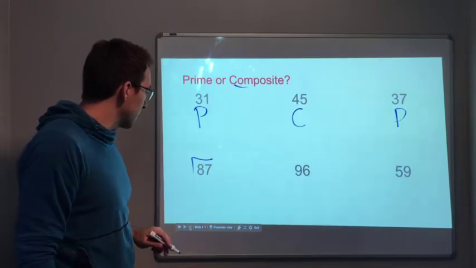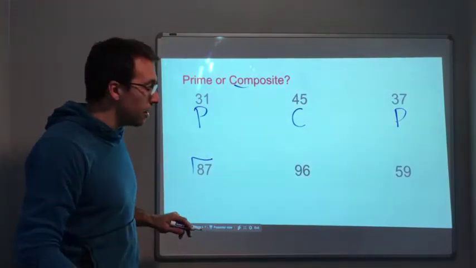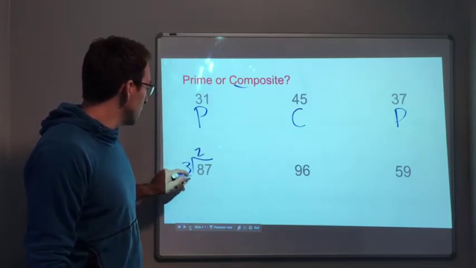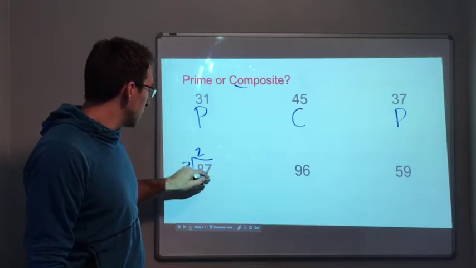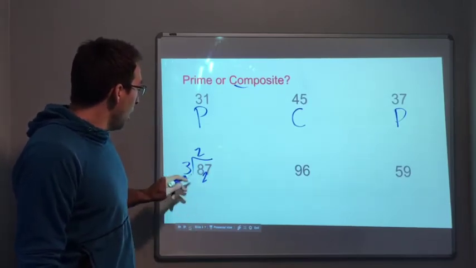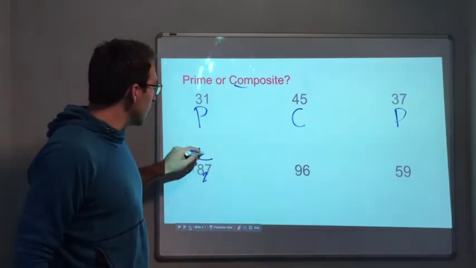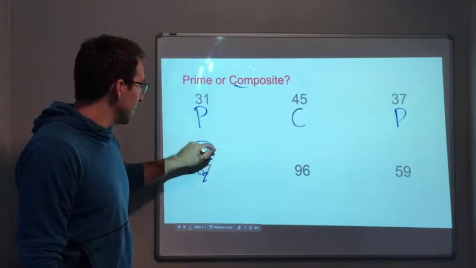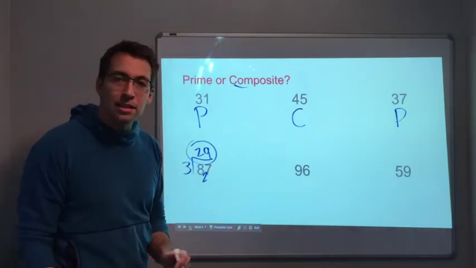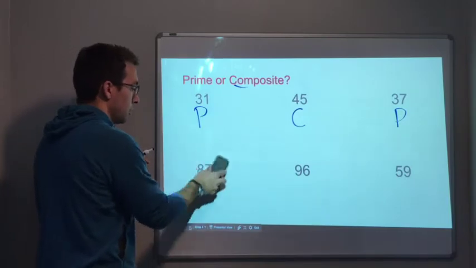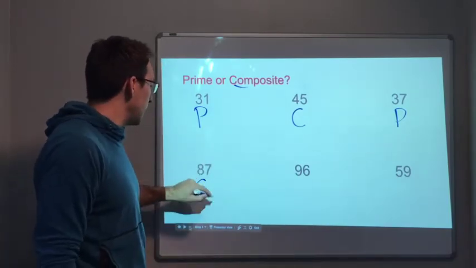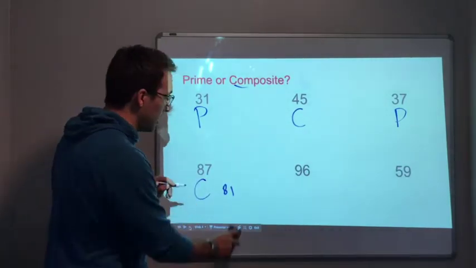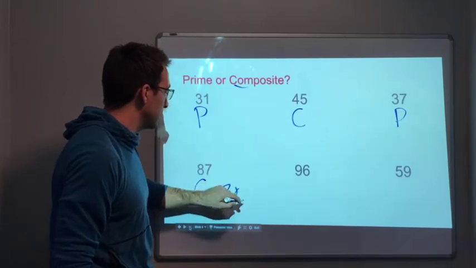87. We can't divide it by 2, it's not an even number. So let's look at 3, maybe. Divided by 3, there's a remainder of 2 at first, but 27 divided by 3 is 9. 9 times 3 is 27. So 87 is a composite number. Those are the factors. 87 is a composite number because you can multiply 3 times 29.